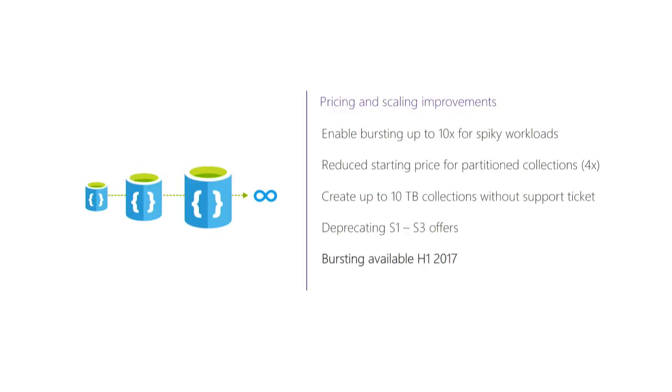On top of this, we've also found that a lot of people are still, because it's a provisioned throughput model, if you have a spiky workload, they tend to provision for the peak. Another way that we're going to make DocumentDB cheaper for our users is allow bursting.